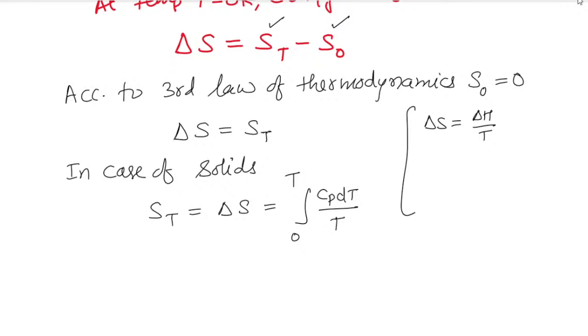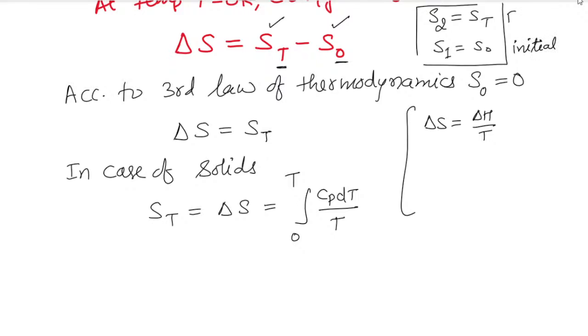When temperature changes, entropy changes, because it is a state function. And what is a state function? One which depends on the state. At state 1 the temperature is 0 Kelvin and at state 2 the temperature is T Kelvin. So S2 is S_T and S1 is S naught. This is the initial state and this is the final state. S naught is not final, S naught is initial and S_T is final.